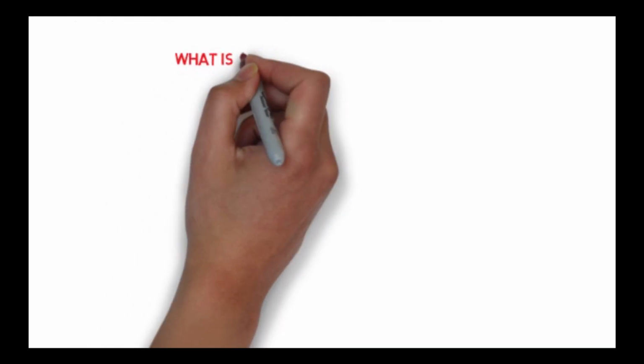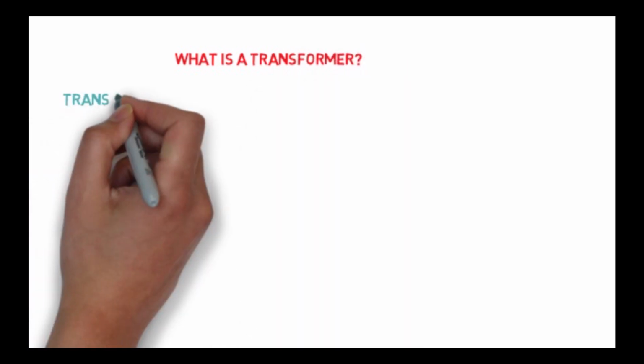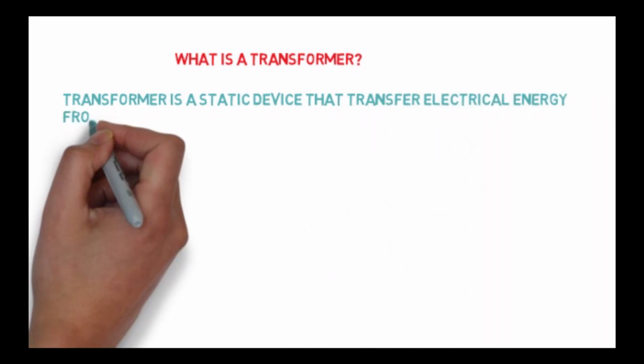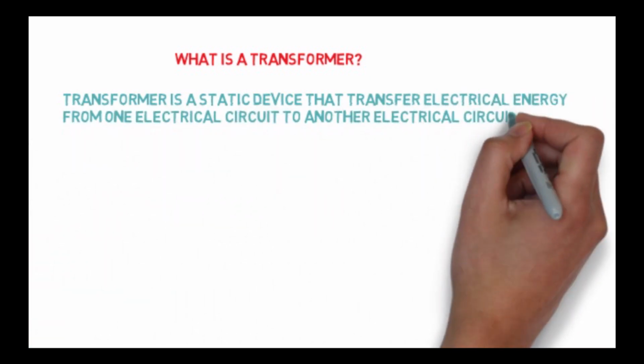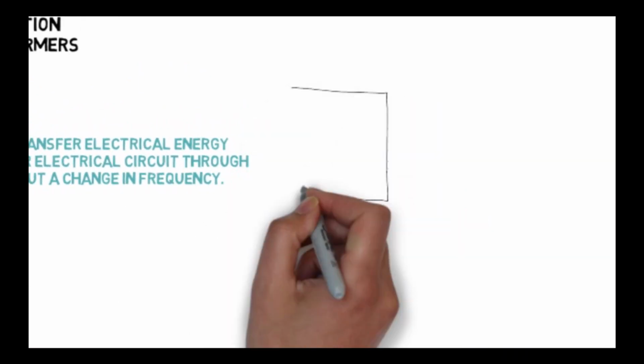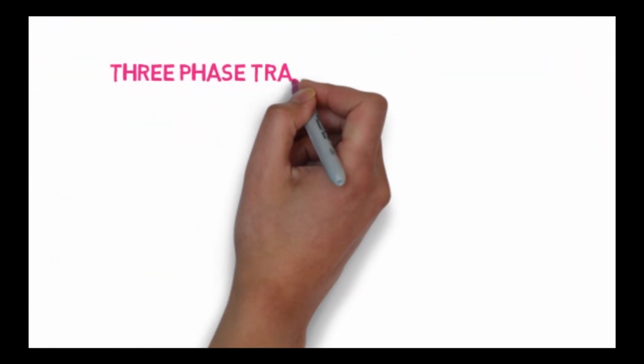First of all, what is a transformer? A transformer is a static device that transfers electrical energy from one electrical circuit to another electrical circuit through the medium of magnetic field and of course without a change in frequency. It is the core diagram of single phase transformer. Now let us look upon the three phase transformer.